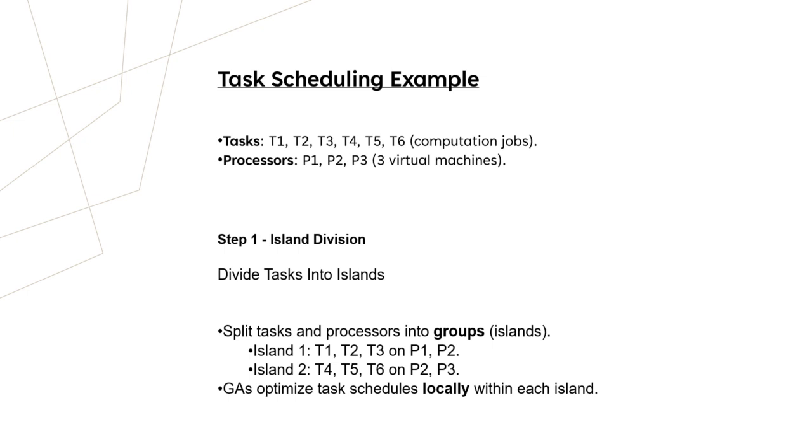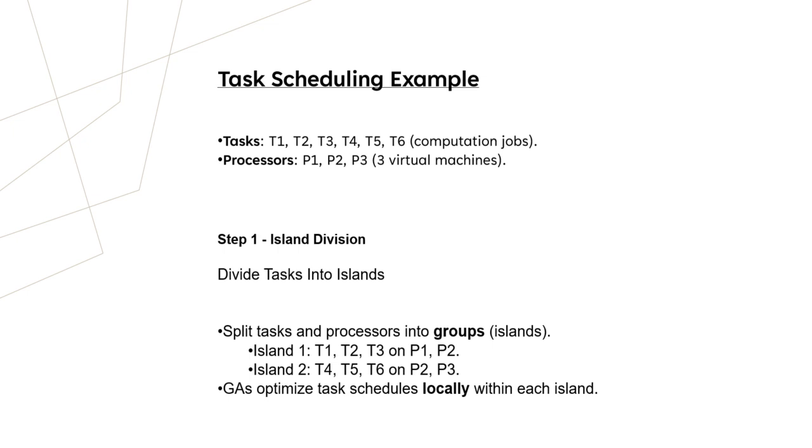So moving forward, let's explain the whole concept through an example. There are six tasks: T1, T2, T3, T4, T5, T6, and there are three processors, P1, P2, P3. And what is an island? An island is actually a group of processors and tasks. You see that there are two islands: island 1, T1 up to T3, running on processors 1 and 2, and island 2, T4, T5, T6, running on processors 2 and 3.